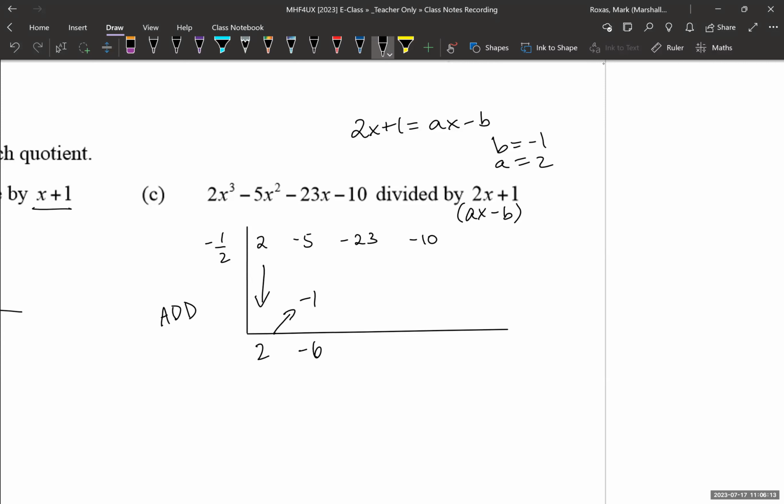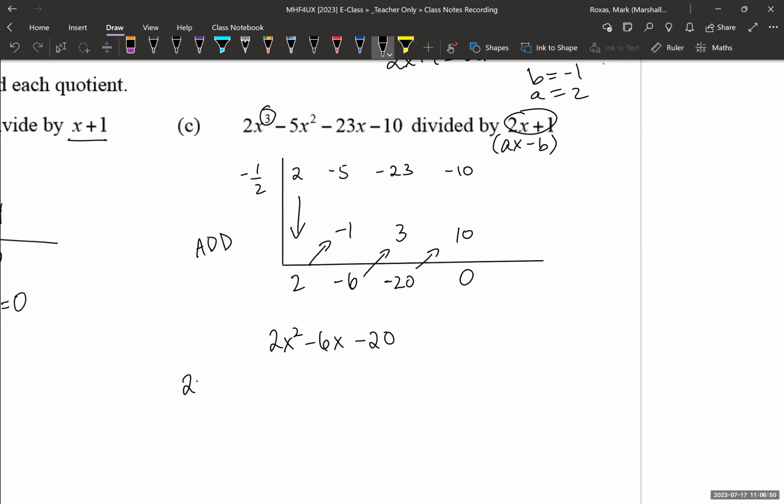Multiply that by -1/2. So be careful, you're multiplying by a fraction here. Two negatives make a positive. We're going to have a 3. So that comes up there in the second row, the next column. Add the two numbers, -23 and 3, we get -20. Then we multiply -20 by -1/2, and that brings us to +10. Then add -10 and +10, we get 0. So our remainder is 0, and the resulting quotient is going to be 2x squared minus 6x minus 20. And again, I know I'm dividing a cubic polynomial by a linear term, so my quotient should be 1 degree less, which is a quadratic, and that's what we have here, 2x squared minus 6x minus 20.